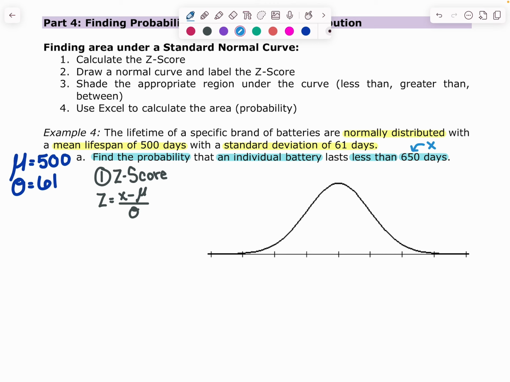So now I can jump down into my steps and do the first step, which is to calculate my z-score. My z-score formula is x minus mu over sigma. My x value is the 650 days that we are interested in, minus 500 is the mean, divided by 61 is the standard deviation. So 650 minus 500 is 150, divided by 61. I'm going to go to 3 decimals on all of these.